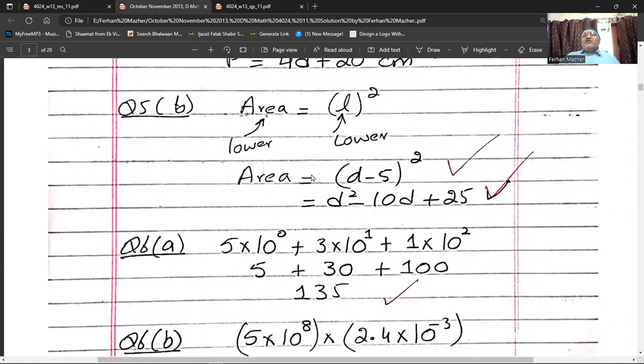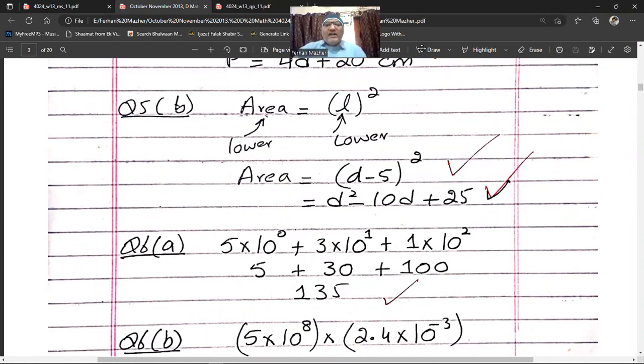So you know the identity for A minus B whole square. That will be A square minus 2AB plus B square. Square of the first term minus 2 into first term into second term plus square of the second term. So what I will do, d square minus 2 into d into 5, that will be 10d, and plus 5 square, that will be 25.